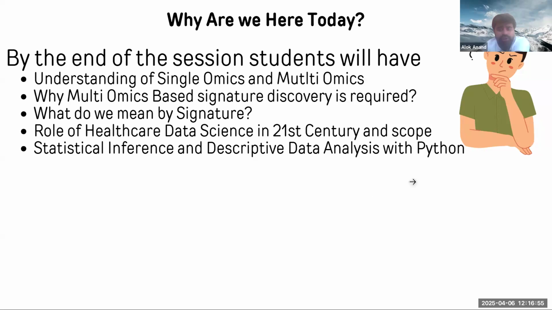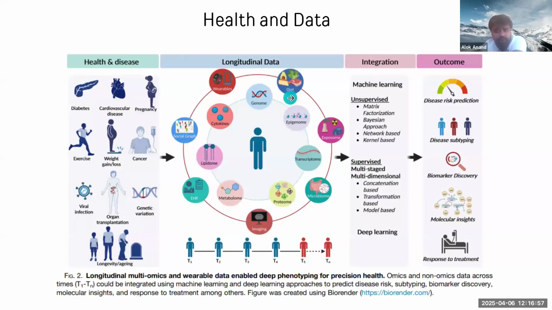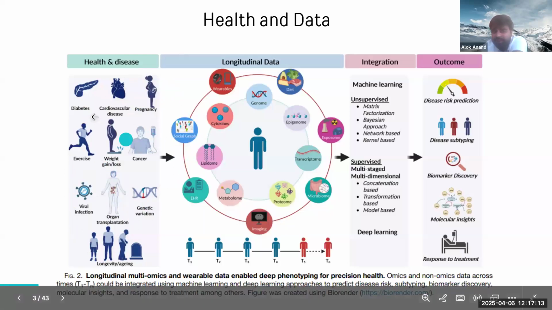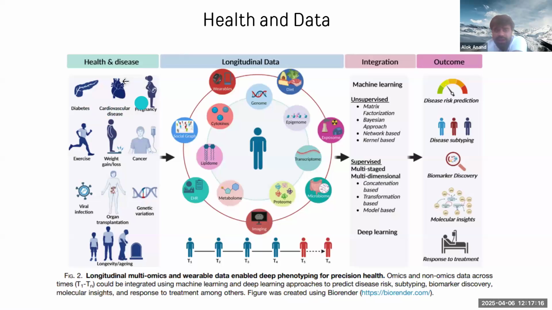With this, we now need to understand the meaning of data, because we have talked about health. We need to talk about data as well, like what are the different kinds of data that we get from there. When you talk about health and disease, here you can see a number of health and disease conditions, like diabetes, cardiovascular diseases, pregnancy. Pregnancy is not a disease, but in pregnancy we get data. During pregnancy, if the female is diabetic, it leads to a number of complications. If the female is hypertensive, it might lead to a number of complications.